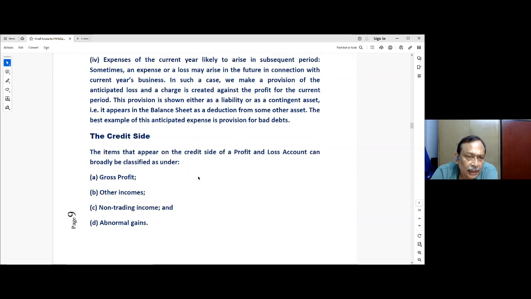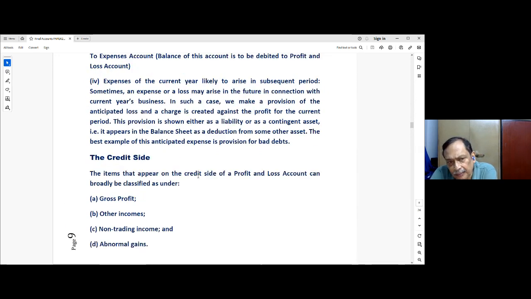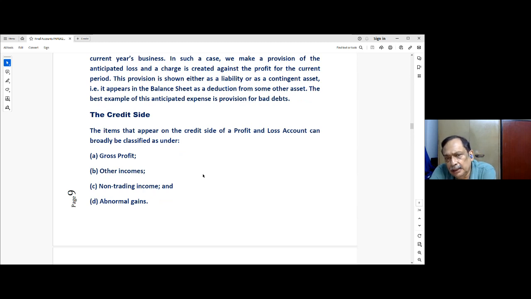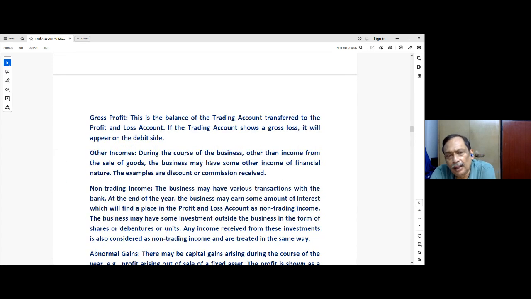Okay, now we are coming to the credit side of the PL account. The items that appear on the credit side of the profit and loss account can broadly be classified as under. Number A, gross profit. Number B, other incomes. Number C, non-trading income. And number D, abnormal gains. Gross profit we have already discussed, but since it will appear on the credit side of the PL account, that's why we are discussing it again. This is the balance of the trading account transferred to the profit and loss account.